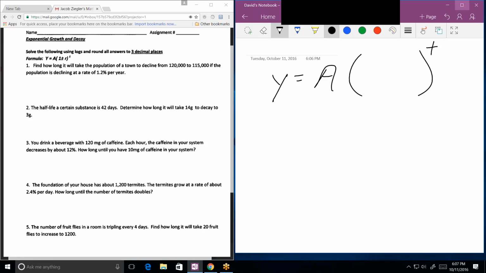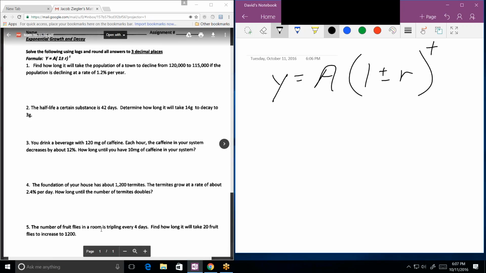In other words, if this is my general, what do I know? You know that A is 20. Not yet, you know. In other words, we're going to have to solve for R here. They don't give us R. They're asking how long it'll take, but they don't give us R. So we've got to solve for R.